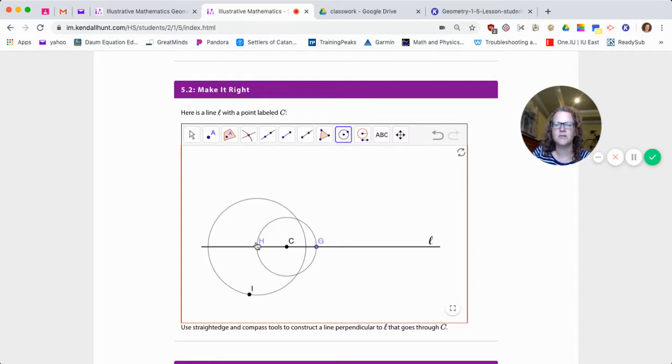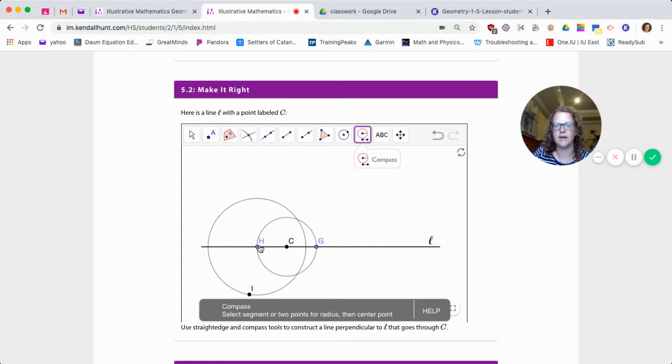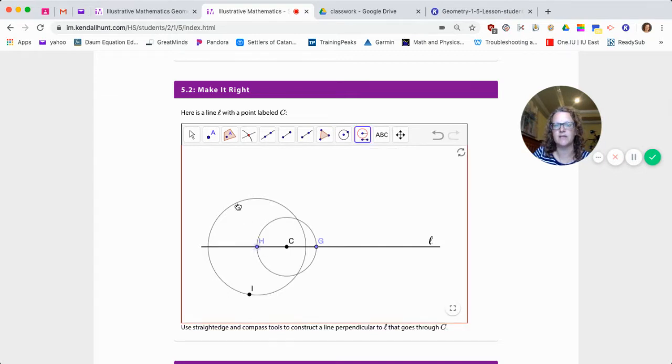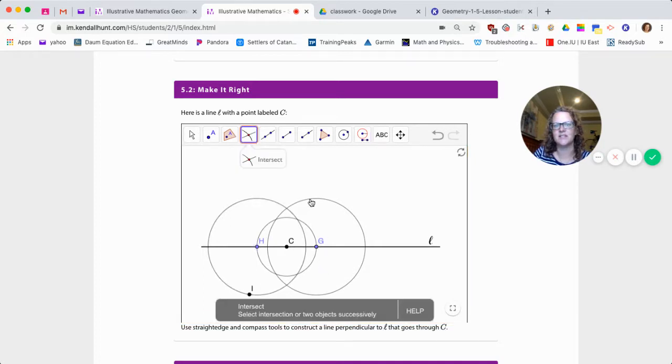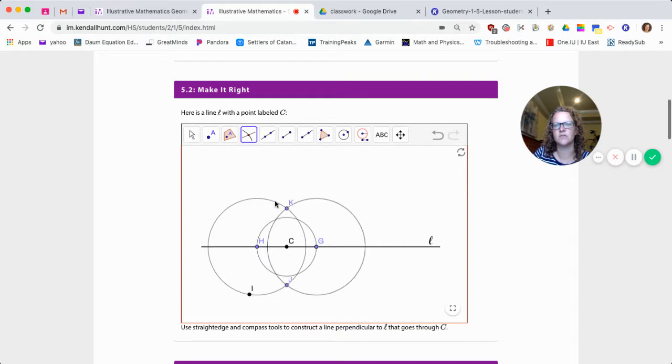So now I need to copy circle H over to G, but it has to be the exact same radius. That's what I mean by copy. So let's find the radius of H. I'm going to put it at G. And there I've got the intersections here. The intersections of those two circles will tell me where to put my line.